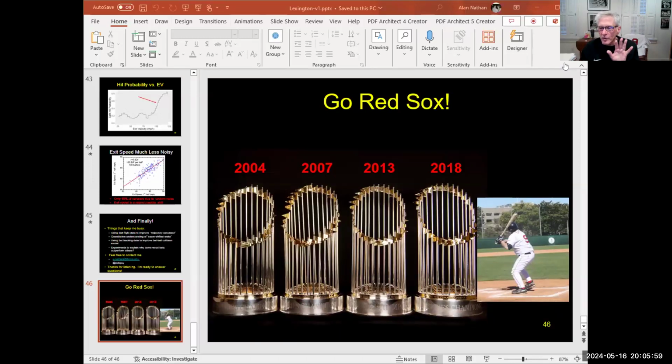But in terms of what matters most, which is exit velocity, they're all very, very similar. There might be small differences, but you have to go to a lot of effort to find those small differences.